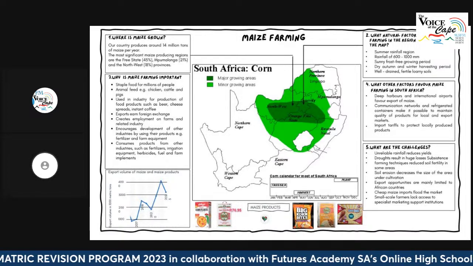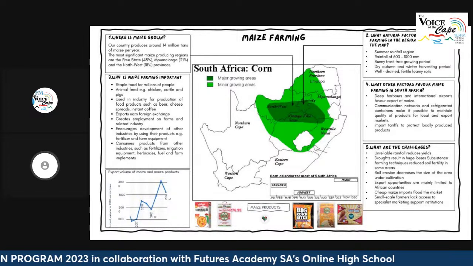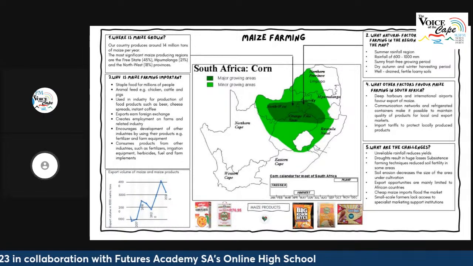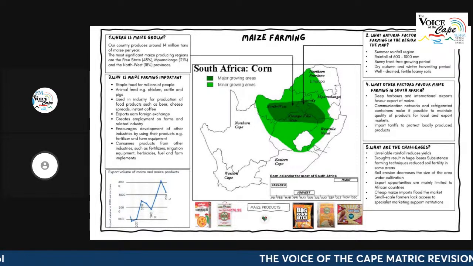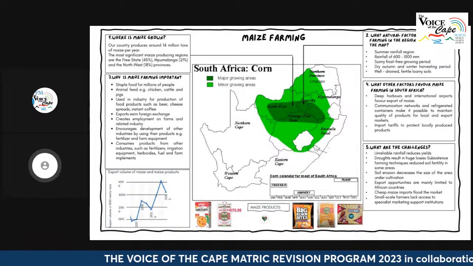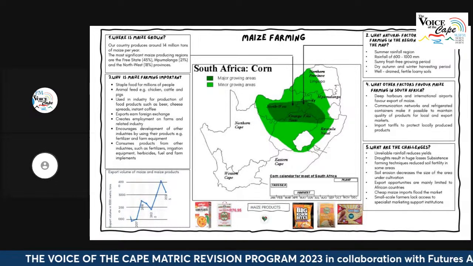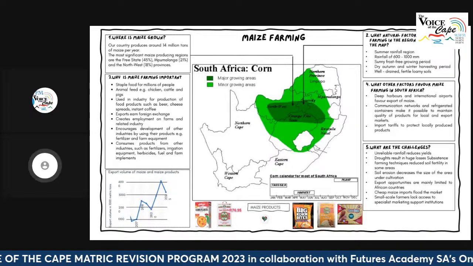That means it is the staple food of South Africa. If you have access to this particular staple food, remember, you are then food secured. So it earns very big money in terms of its foreign exchange. It also encourages development of industries to further enhance products.